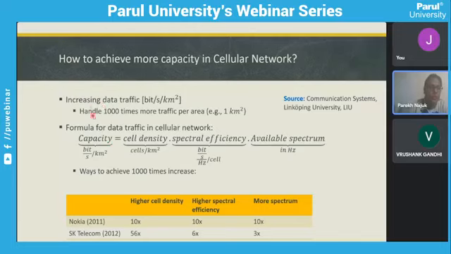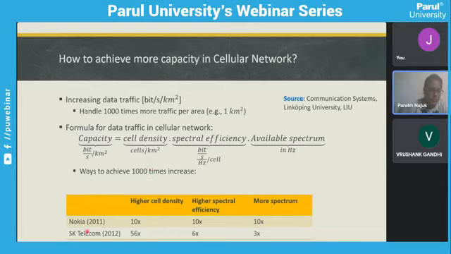So if you have an increase in data traffic, you require to handle 1,000 times more traffic per area. As I told you in the football stadium example, you have to handle 1,000 times more traffic per area, in 1 square kilometer. So how to achieve this 1,000 times? I want 1,000 times, but how to achieve this?